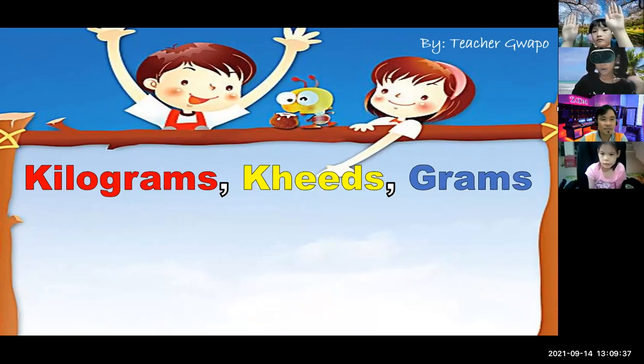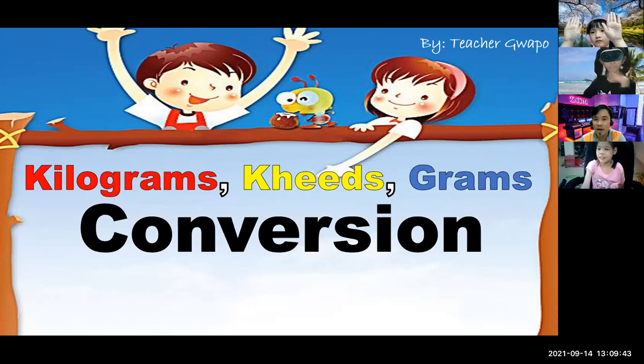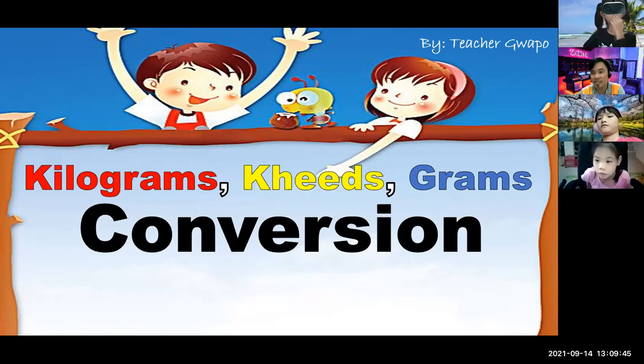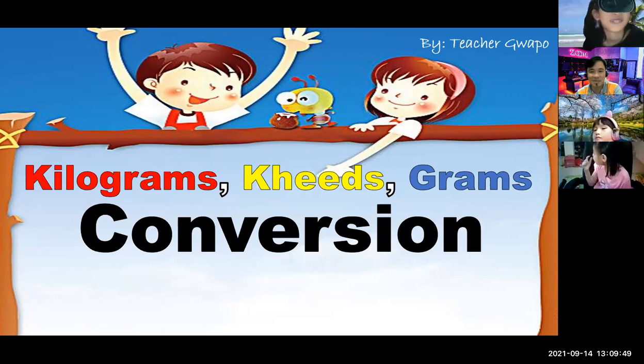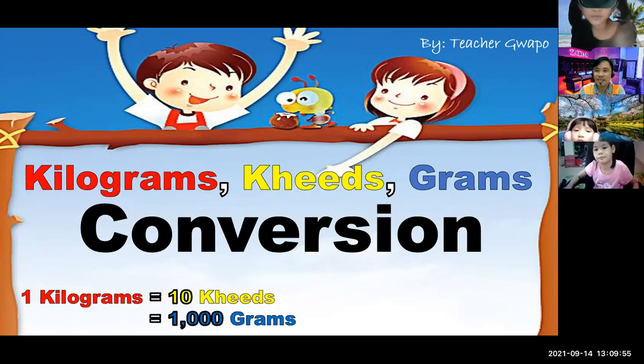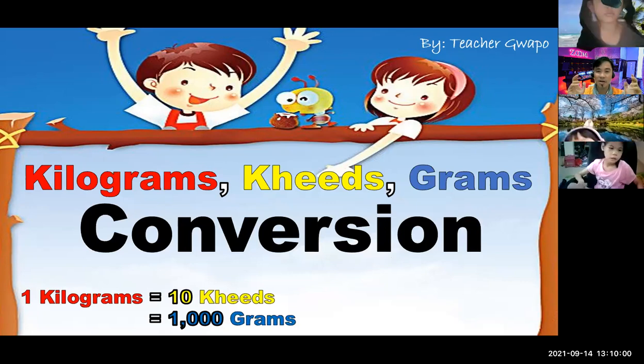Now here we will learn about kilograms, kids, and grams. So we will convert 1 kilogram is equal to how many kids and grams. You learned this in Thai subject, I think, so we will just have a review. 1 kilogram is equal to 10 kids. And always remember, kids we only use here in Thailand. In other countries, they use hectograms.